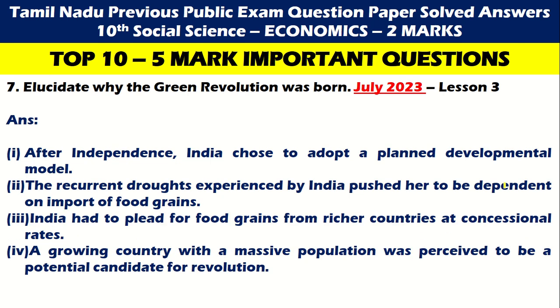Next one, elucidate why the Green Revolution was born. After independence, India chose to adopt a planned development model. The recurrent droughts experienced by India pushed her to be dependent on import of food grains. India had to plead for food grains from richer countries at concessional rates. The growing country with a massive population was perceived to be a potential candidate for revolution. So please make note of this, my dear children.